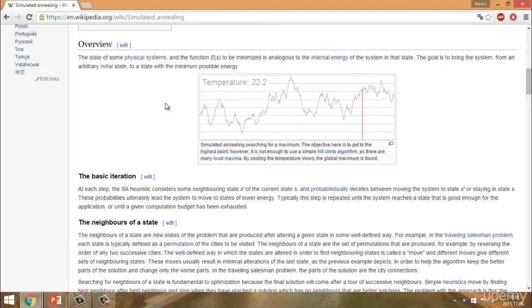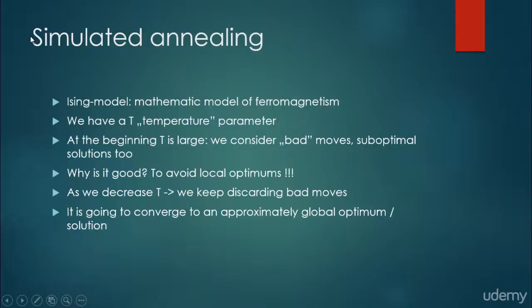This is a good illustration of simulated annealing at Wikipedia. If the temperature is high, we consider bad moves. But if the T is getting lower and lower, we get stuck on the global optimum, as you can see. We keep getting better and better solutions, and that's why we are able to avoid local minimums. This function has several local minimums, and it has a single global optimum, the maximum value, and we are able to find it with the help of this simulated annealing.